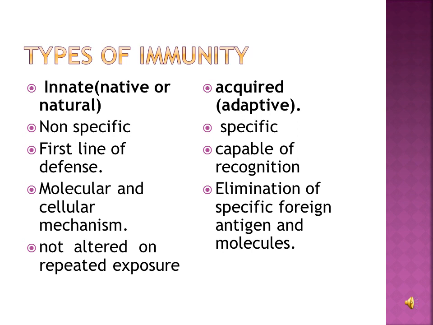Let's concentrate on acquired immunity. Acquired immunity is a little bit different from the innate one. It is specific in nature. It has the capacity to recognize a specific foreign element, and after recognition it can also eliminate the specific foreign antigen or molecules from our body system.